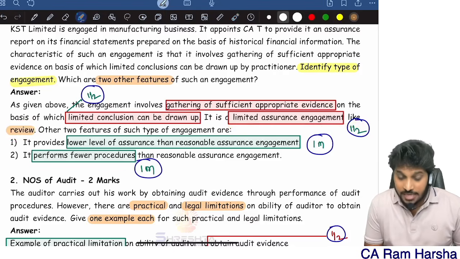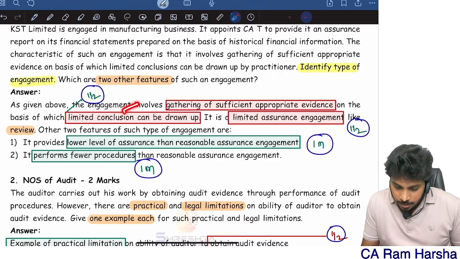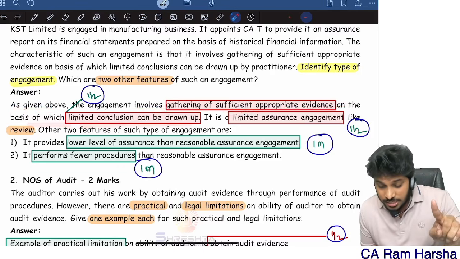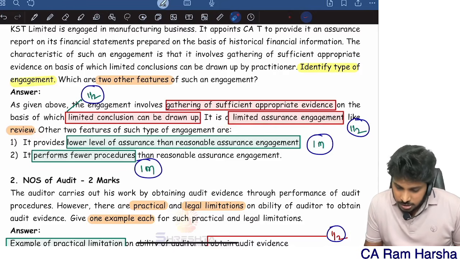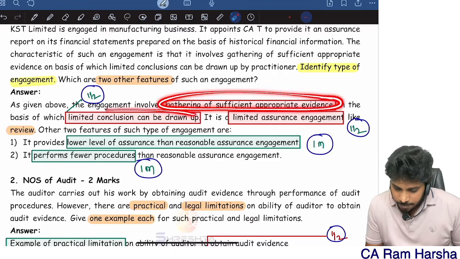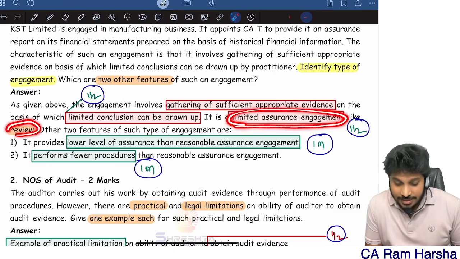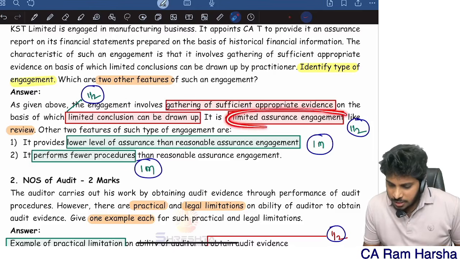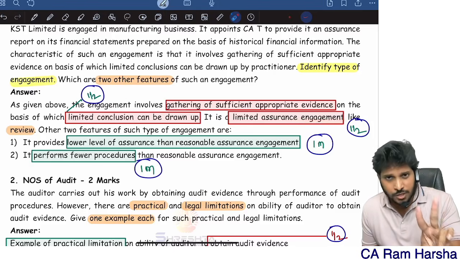Even this one also like review. If you wrote limited, as given above, the engagement which involves sufficient appropriate evidence on which limited conclusions can be drawn up, it is a limited assurance engagement. For this, whatever I've highlighted here, red color, for these 2 put together half mark. Limited assurance engagement like review, for entire that half mark. Suppose this limited assurance engagement like review, or it's a review engagement, any of these 2 words must be there in your answer sheet.